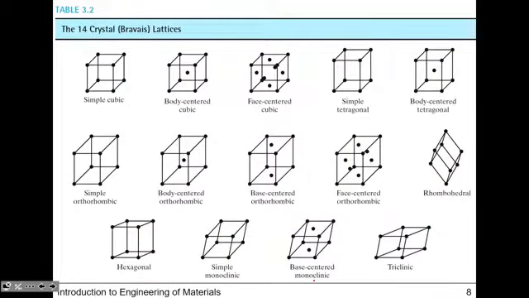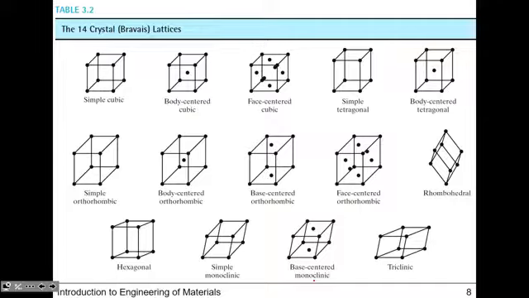On top of that, you can build what's called the 14 Bravais lattices, because you can have a cubic shape, but where you put your atoms within that cubic shape differentiates one cubic system from another cubic system. You may have heard of simple cubic, body-centered cubic, face-centered cubic. These are pretty common systems, and you may have heard of them in your introductory physics or chemistry course.